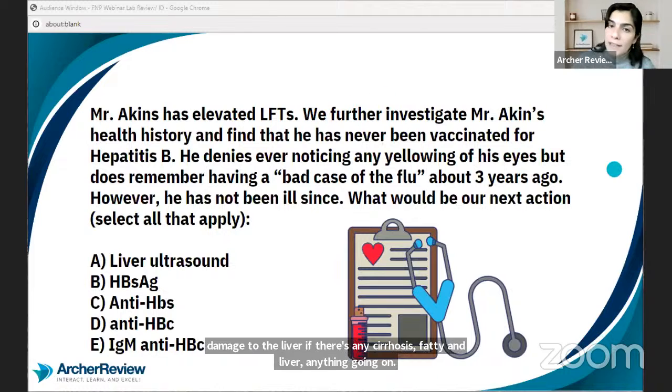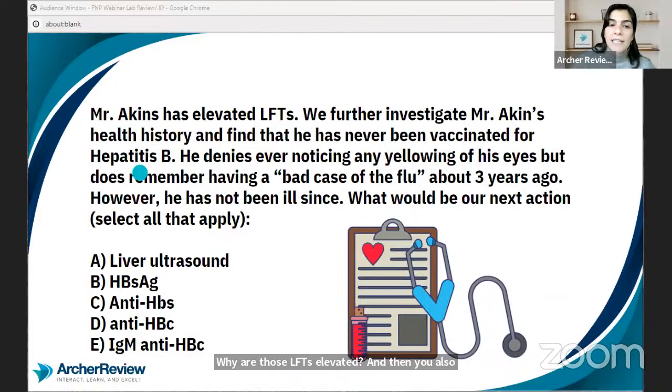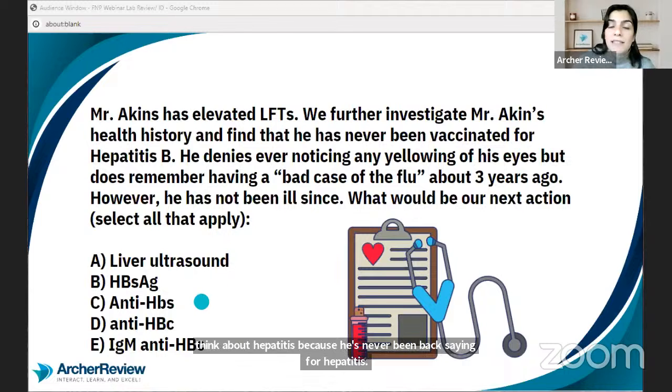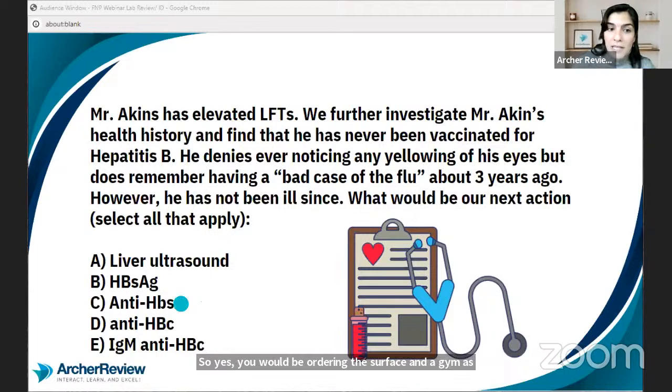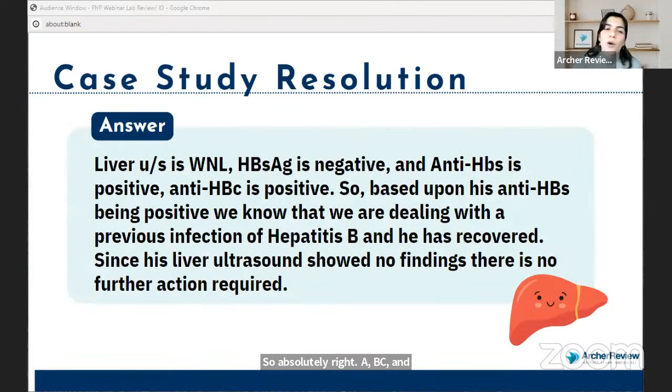And then you also want to think about hepatitis because he's never been vaccinated for hepatitis. So yes, you would be ordering the surface antigen as well as the surface antibody just to see if there's any protection or active infection. And then you also want to see the core antibody to see if he's been exposed and cleared it in the past. So absolutely right, A, B, C, and D. Very good.